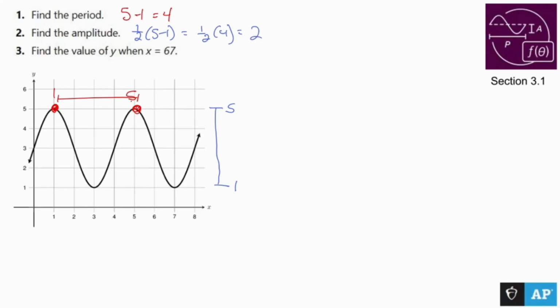Now we need to find the value of y when x is 67. I'm not saying it. So what you do is you take your period, which is 4, and you see how many times it goes into 67, and then use that remainder to tell you where it would be if it was 67.